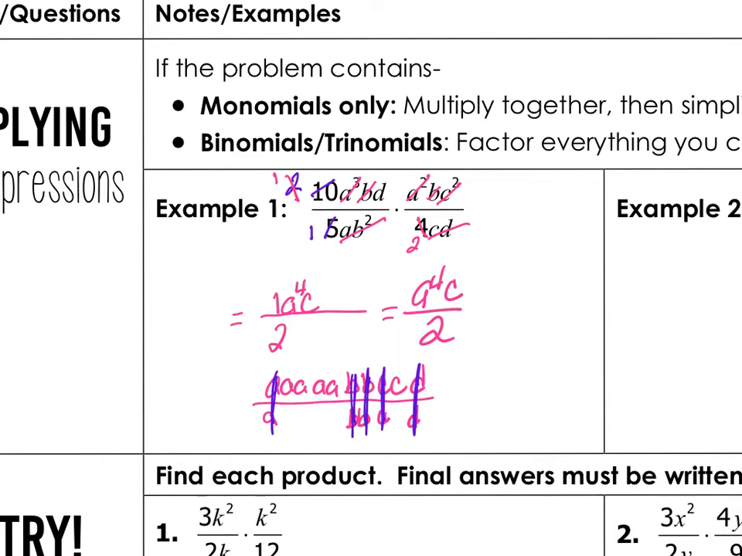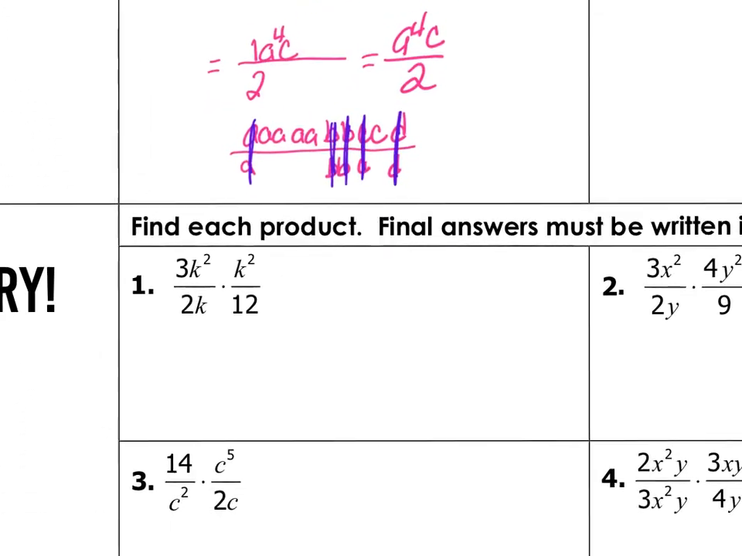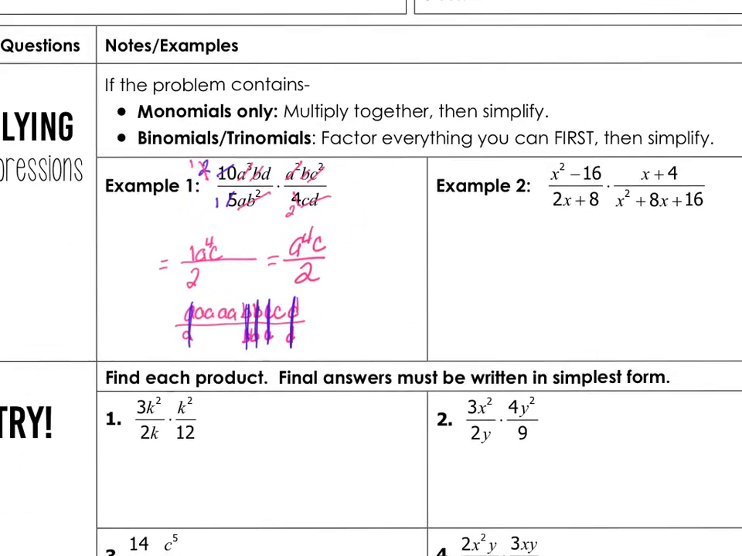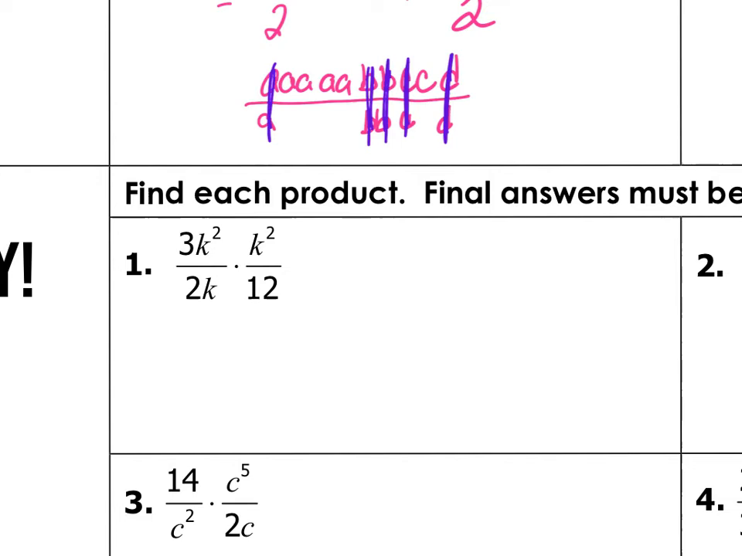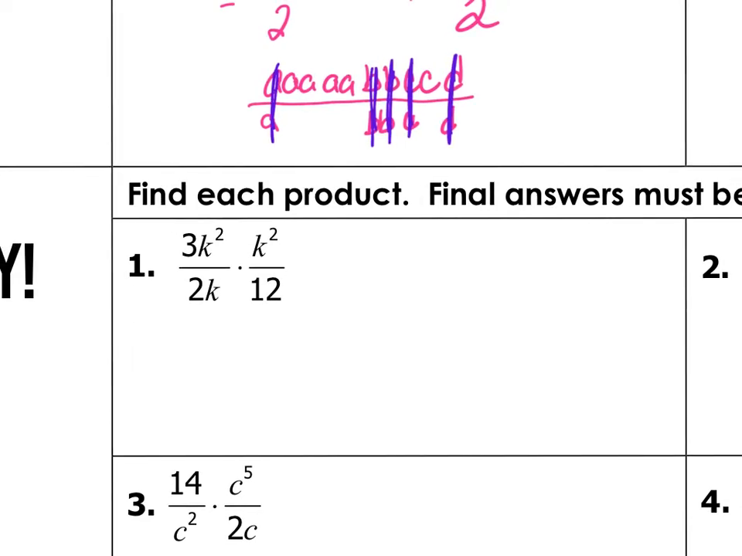So we have a few more examples to do. Here we go to the first one. I'm not going to do example 2 yet because it's not like what we're doing. So here we go. We're going to do just the monomials first.